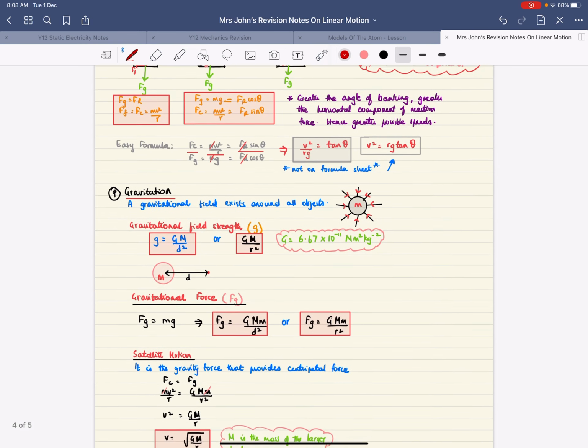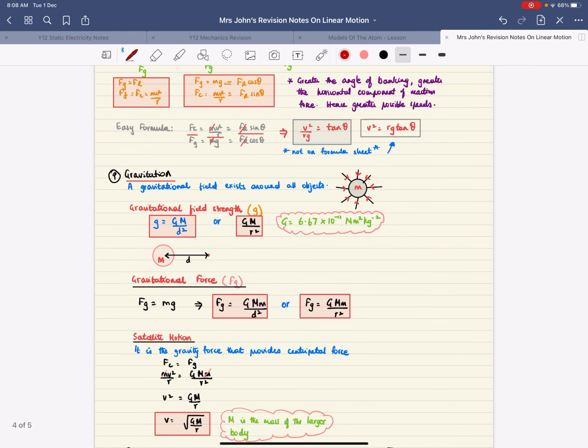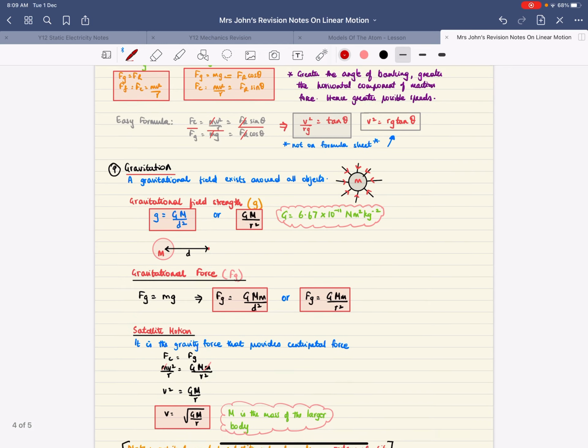And moving on to gravitation, any object that has mass has a gravitational field around it, and this is represented by field lines, and the arrows point towards the object, inwards. And the gravitational field strength is how strong the gravitational field is at some distance away from the mass or on the surface of the mass, and that's given by GM over d squared, or r squared, could be either. Where G is the universal gravitational constant, and that's 6.67 times 10 to the power of negative 11 newton meter squared per kilogram squared.